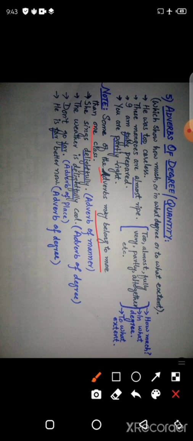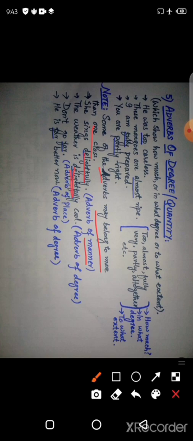Here I have written two examples, and the first one is "delightfully". I have used the word delightfully in both these examples. The first one is "She sings delightfully." It is an adverb of manner. It shows us the manner in which she sings. All right, she sings in which manner? How? She sings delightfully.